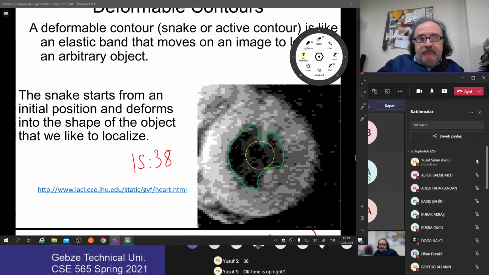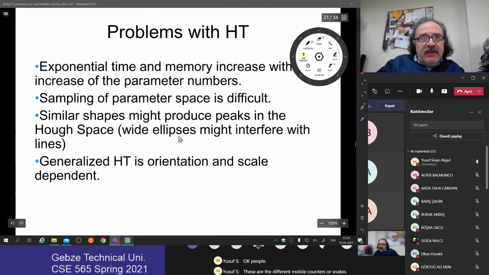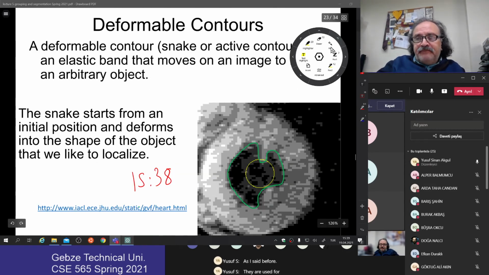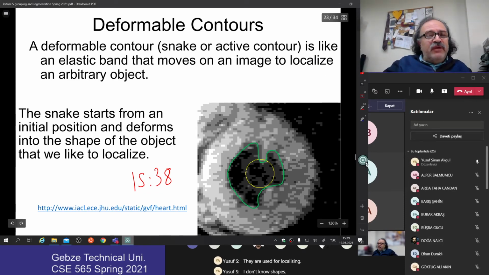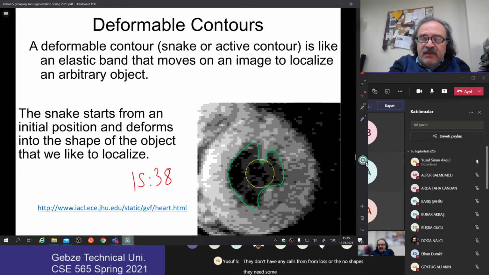Okay, people. So these are the deformable contours or snakes. As I said before, they are used for localizing unknown shapes. They don't have any closed form formulas or known shapes. They need some initialization. They are initialized at some position on an image, and they deform. After a while, they find the desired position. They used to be very popular some time ago, but nowadays nobody is using them.